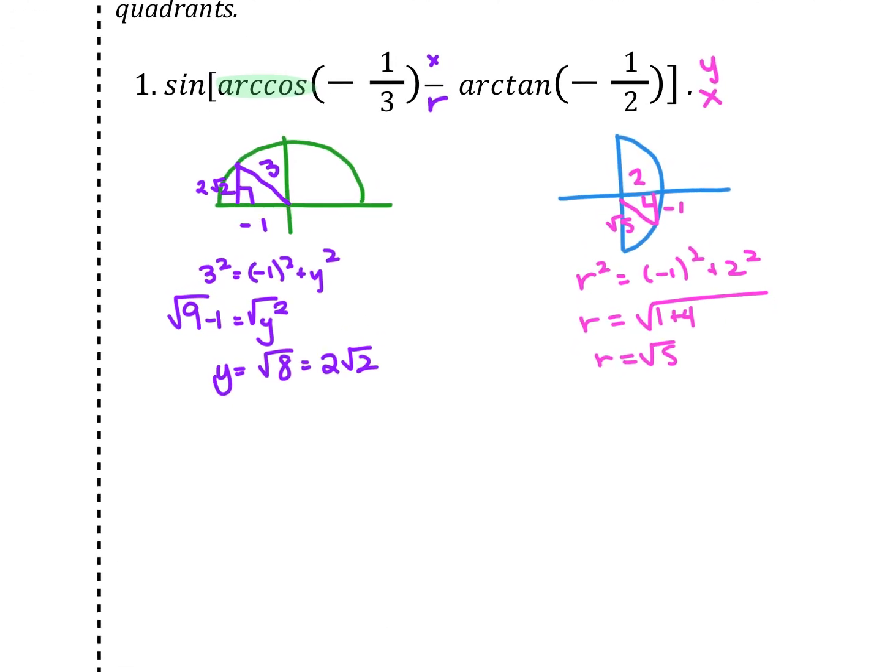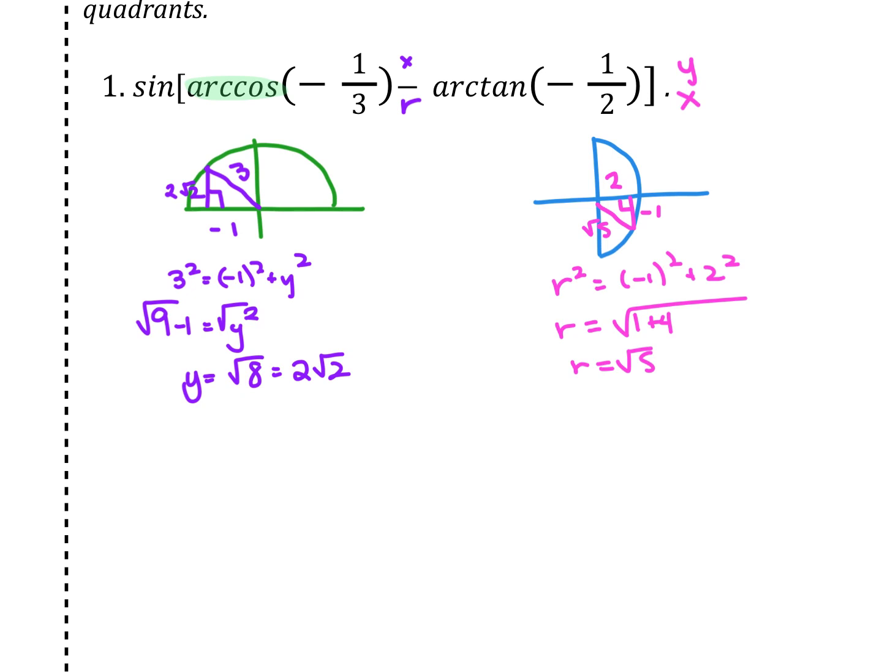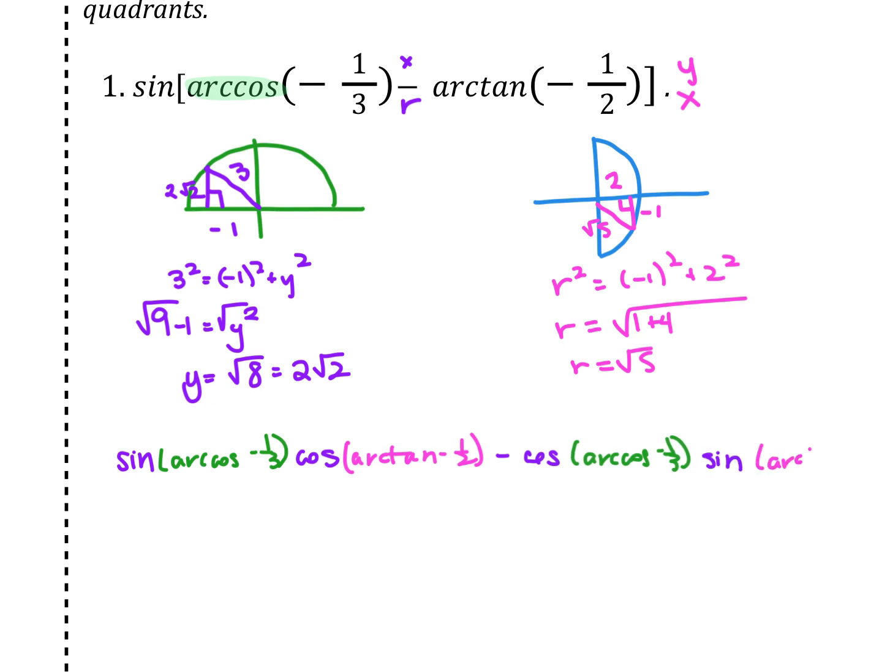Now let's expand the difference of sine using the formula. So we have sine of arc cosine of negative 1/3 times cosine of arctangent of negative a half. And sine has the same sign, so it's subtracted by cosine of the arc cosine of negative a third times sine of arc tangent of negative 1/2.